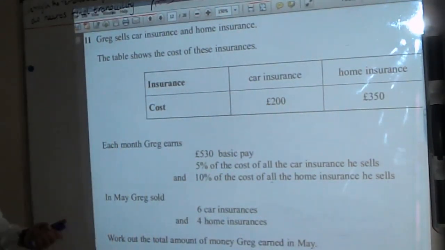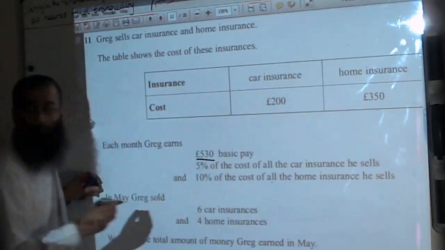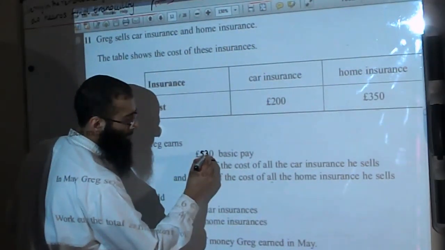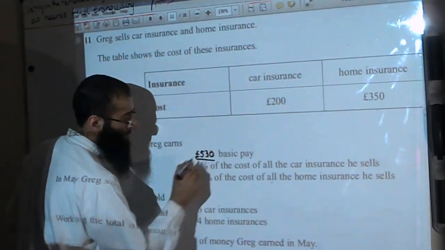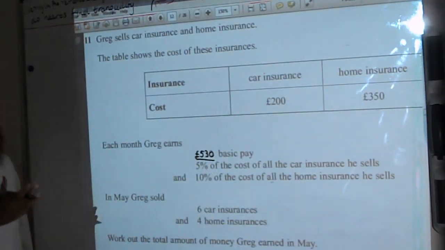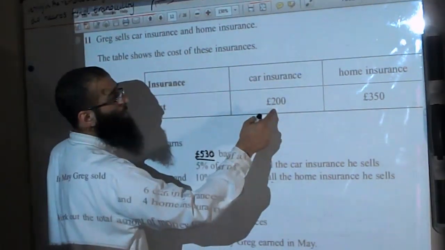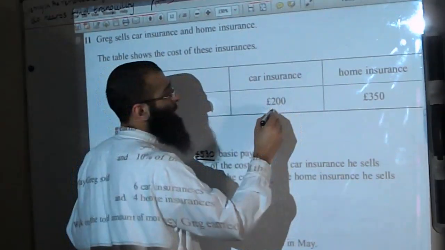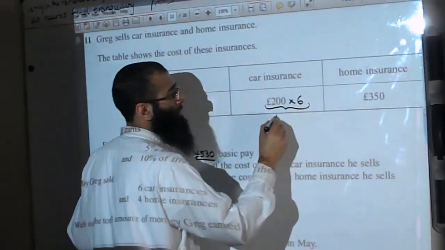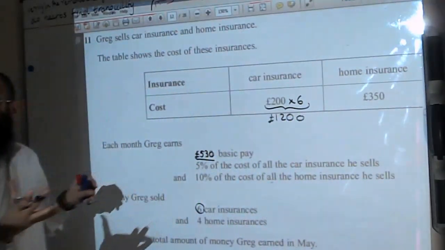Right, let's have a look at this question. So we know that he starts off with how much? £530. Now we've got to work out 5% of the car insurances he sells to work out the commission. Now, how many car insurances did he sell? 6. How much does the car insurance cost? £200, yeah? So what's £200 times by 6? £1,200 worth of car insurance he sold, yeah?